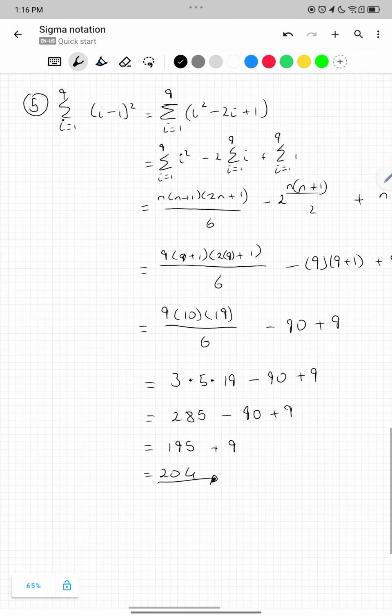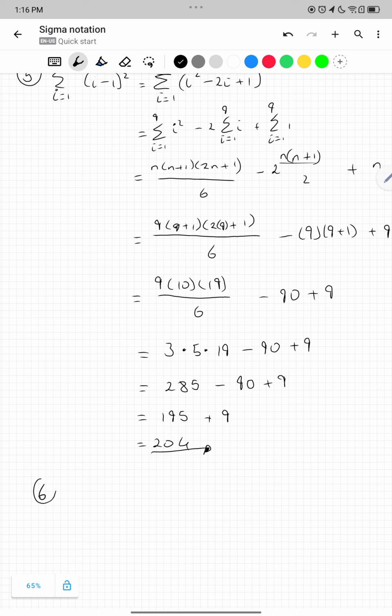So this is number 6. See, the interesting question is coming last. This is not the interesting question. I cubed minus 4i squared plus 5i plus 7. Right, so this is what we have.